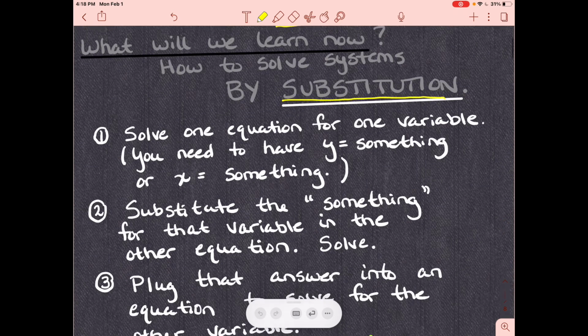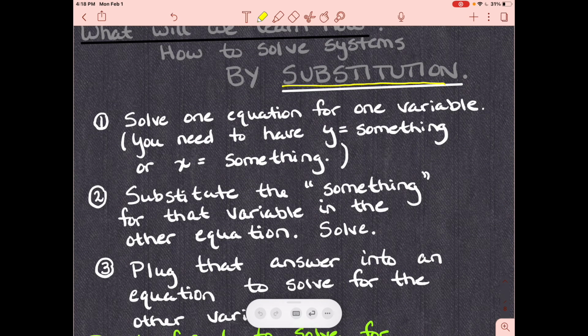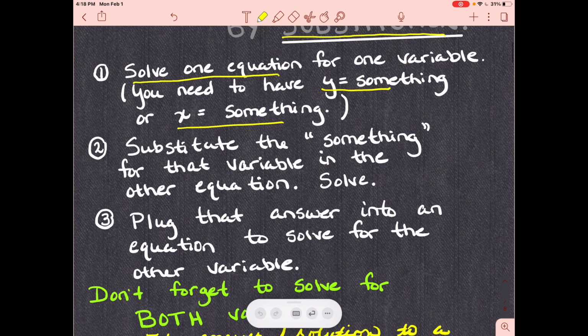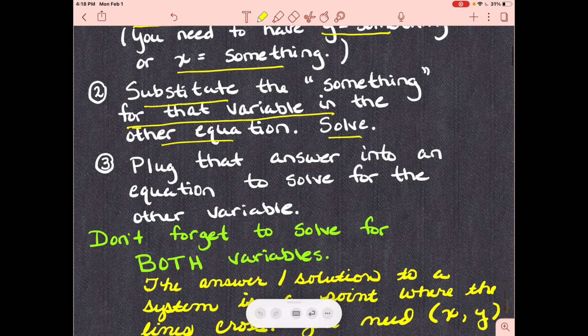So what we did was we solved one equation for one variable. So we need to get a y equals something or an x equals something, okay? And then we had something to substitute in for that variable in the other equation. We solved and we then knew what one of the variables was. We either got x or we got y. We take that and we plug it into the equation to solve for the other variable.